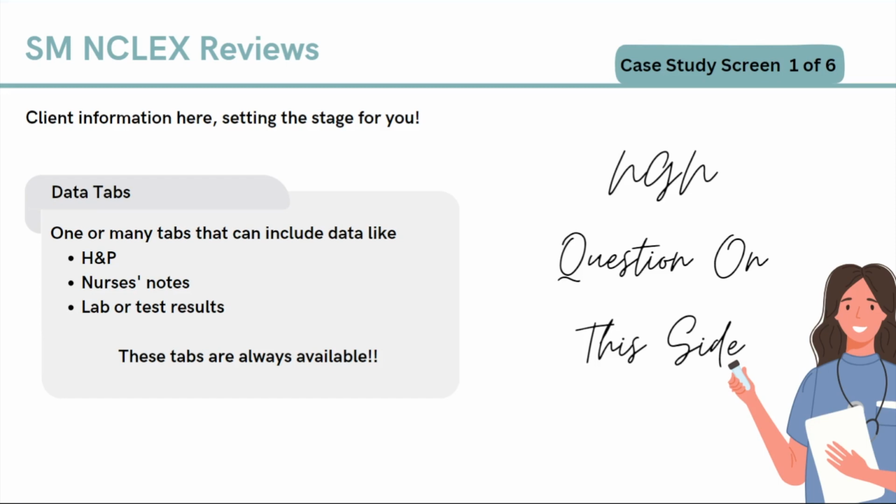You will see a one-liner at the top of the table that sets the stage. And on the left side of the screen, you will have tabs that provide more information through an electronic medical record. So this may include information like history and physical, nurse's notes, and lab results. You will use this information to answer those 6 accompanying questions within that case study, and you will have access to this screen at all times.